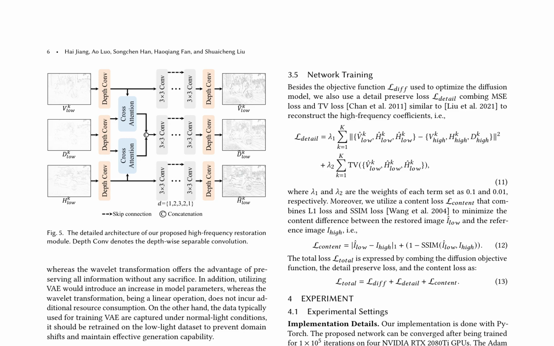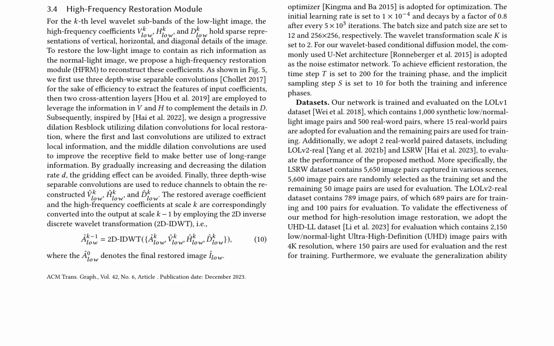The HFRM utilizes depthwise separable convolutions, cross-attention layers, and progressive dilation res blocks to extract features and restore the coefficients. The restored average coefficient and high-frequency coefficients are converted into the output image using the 2D inverse discrete wavelet transformation.